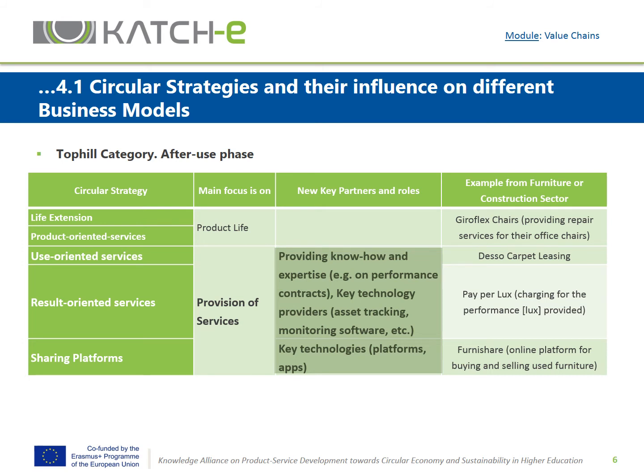Use-oriented and result-oriented product service systems as well as sharing platforms often require substantial collaboration due to the radical change of the business model in connection to it. For result-oriented services, there is also often a need for consultancy or technological capabilities such as asset tracking and monitoring.